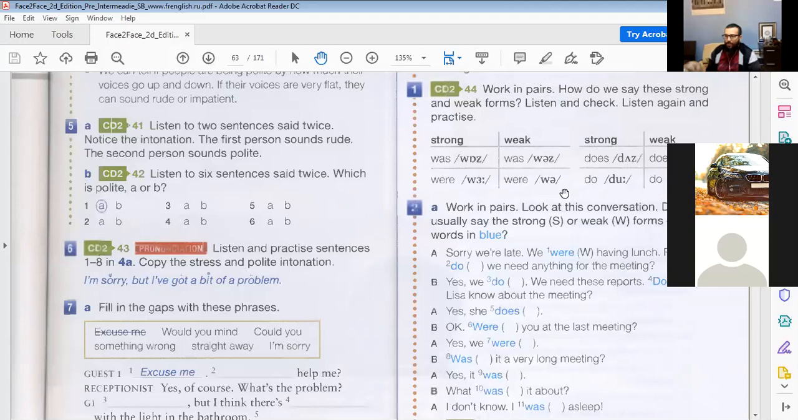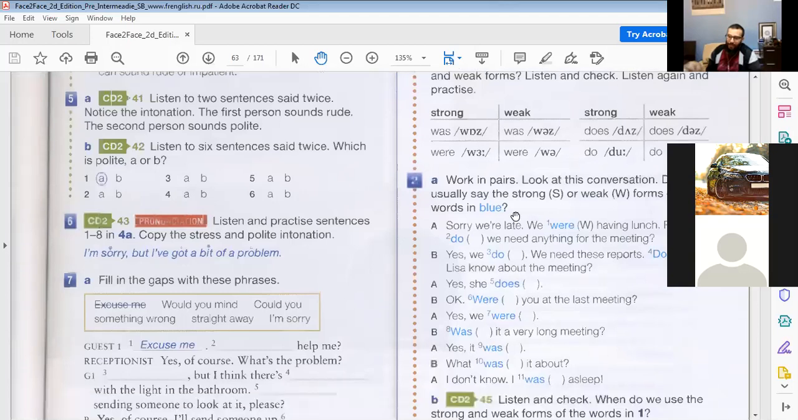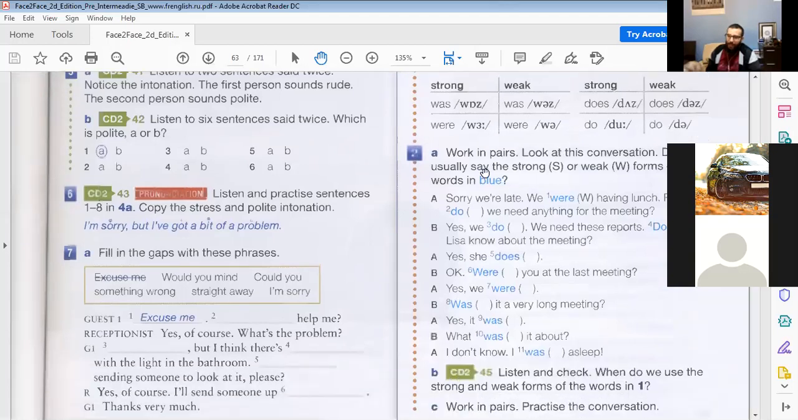Okay, so surely you all feel that the sound of the weak form is a bit strange. Maybe you didn't hear it before, but inside the sentence itself, when we listen to part B, the sounds will come out and you will hear them. And the weak form is usually shorter than the strong form, so it shows more. But here we have a guessing question in number two. I want you to guess. It says here, do we usually say the strong or the weak forms of the words in blue?